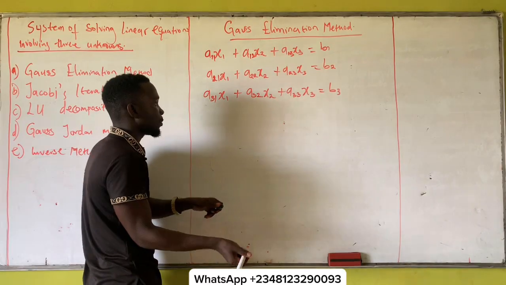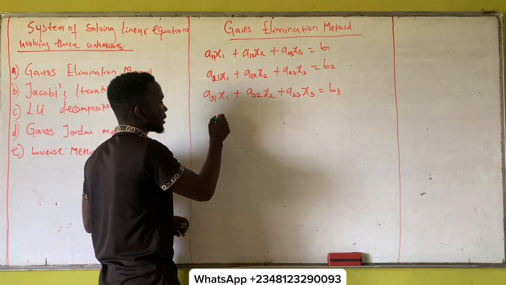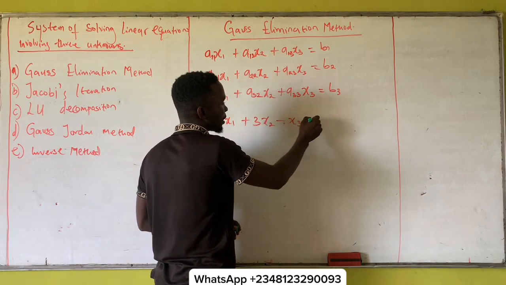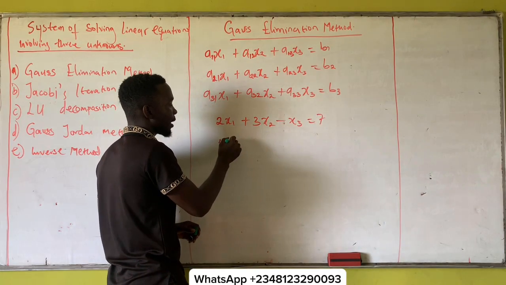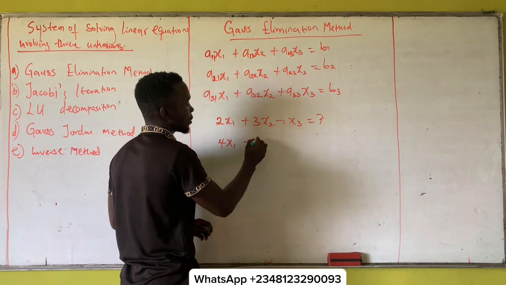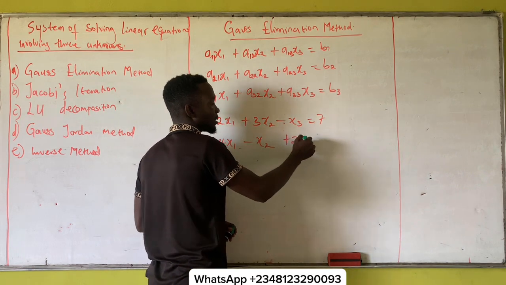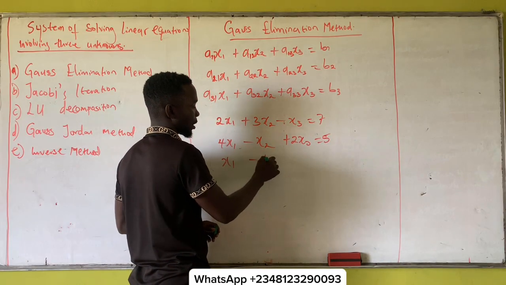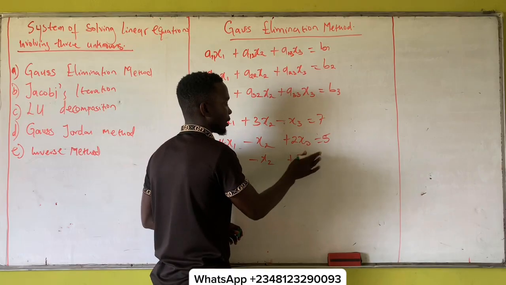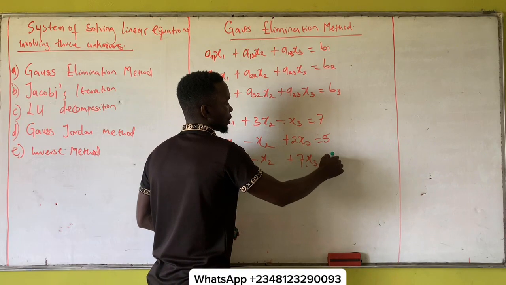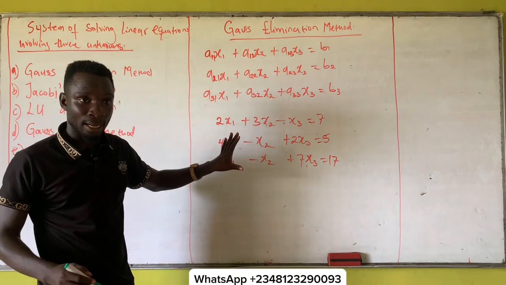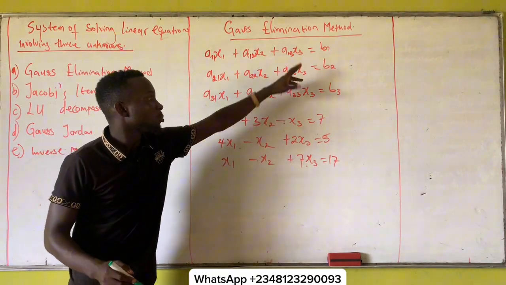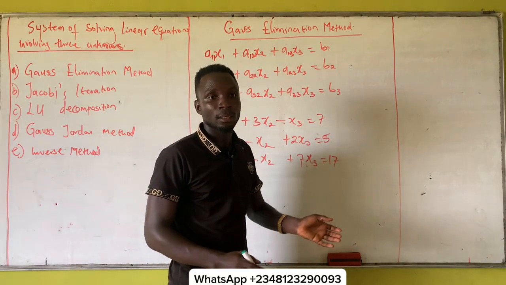In real life, when you are solving, you might have something like this: 2x1 plus 3x2 minus x3 equal to 7, 4x1 minus x2 plus 2x3 equal to 5, x1 minus x2 plus 7x3 equal to 17. This is how it looks. I just use A11 and so on to represent the constants that will be there, then B1 represents the other side of the equal sign.